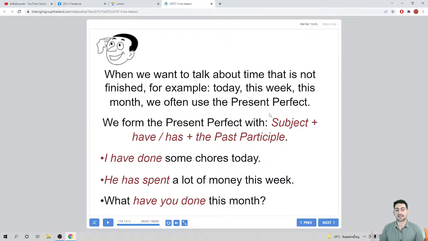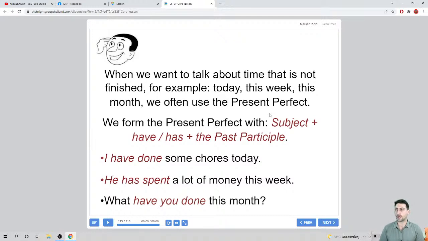He has spent a lot of money this week. This week is not finished because we know that in the conversation it's Wednesday lunchtime. The week will finish on Sunday. He has spent a lot of money this week. Again, it's a recent action in a moment that is still ongoing. The week is still going on. The week will continue tomorrow with Thursday, Friday, and so on.